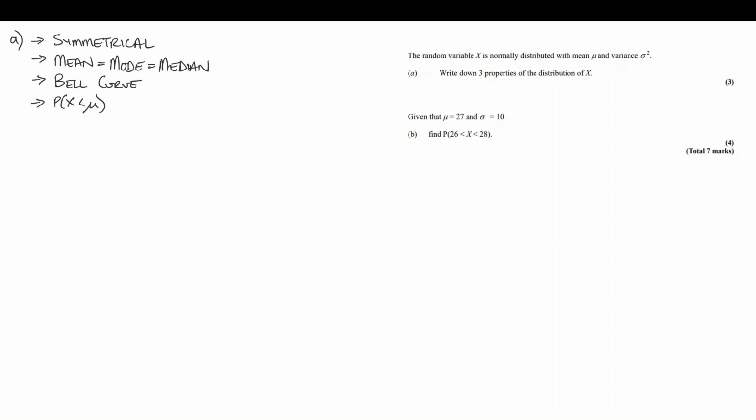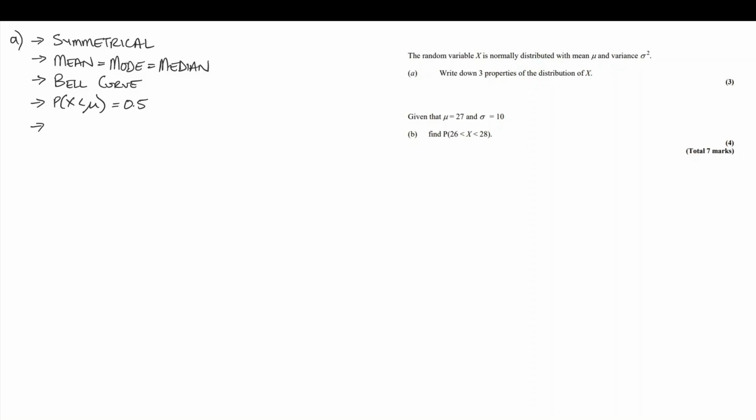So being able to talk about the bell curve or the asymptotes, that's going to give you some credit as one of the properties. Some other things we know instantly. The probability that x is less than mu is 0.5. This is also just letting us know that the mean must be the median, because we know the median is the value that has 0.5 below it.